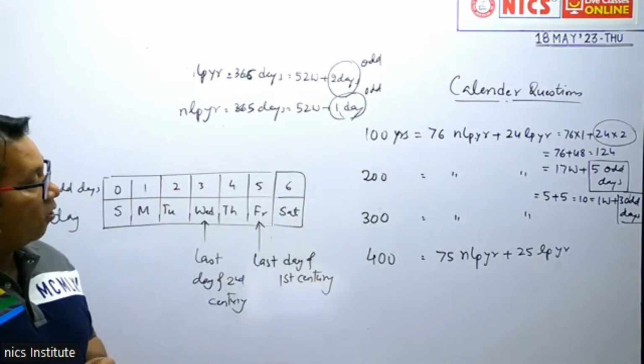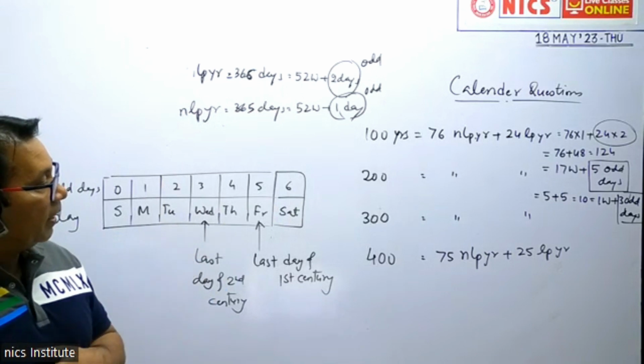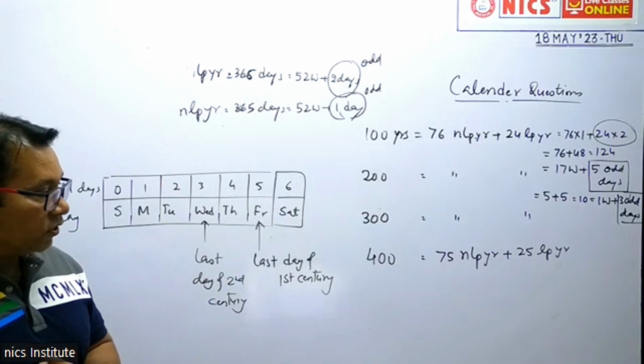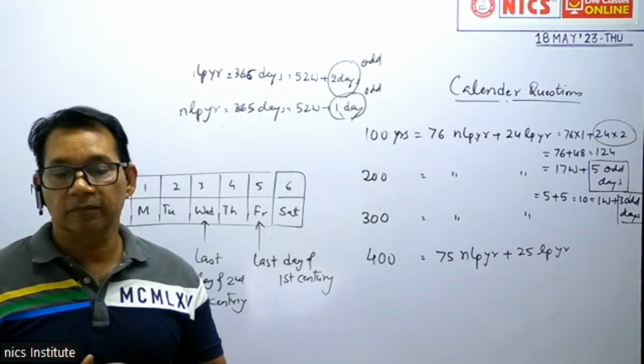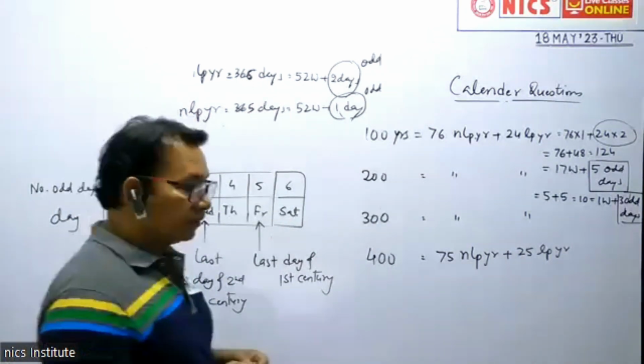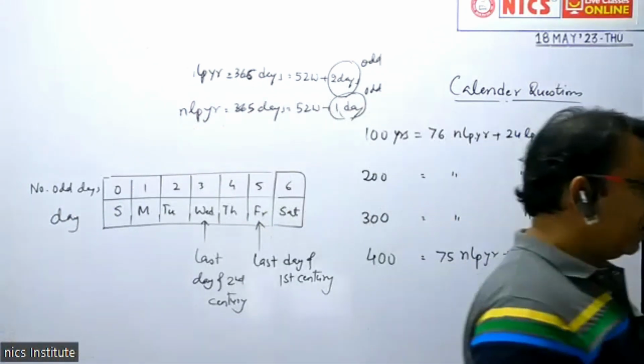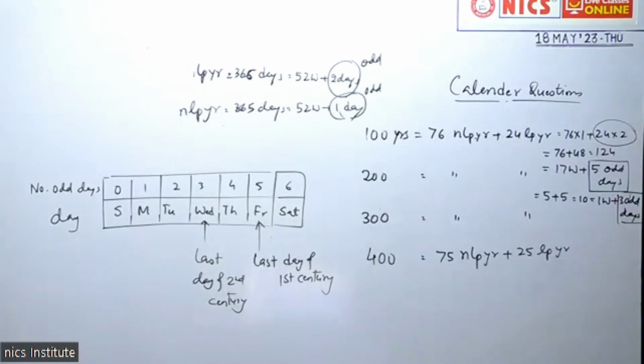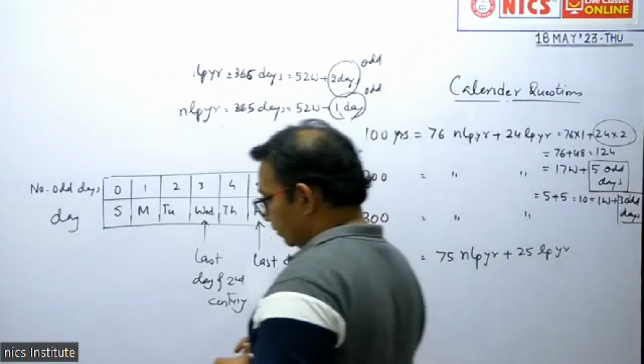So now you find out, at the end, what is the last day of the third century and what is the last day of the fourth century. Do it yourself. Find the last day of the third century and the last day of the fourth century.